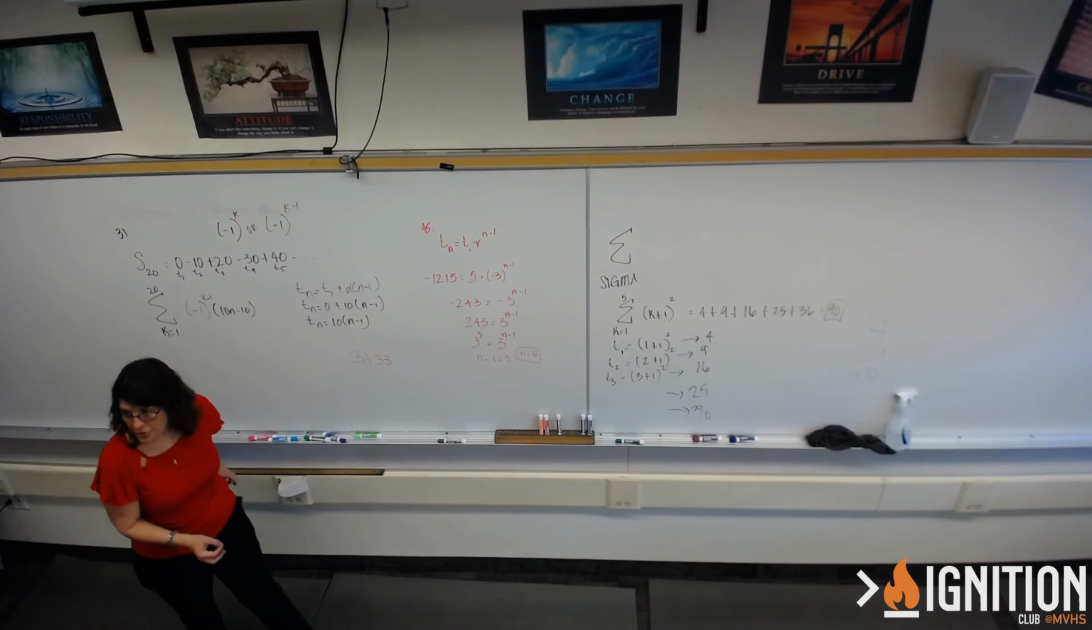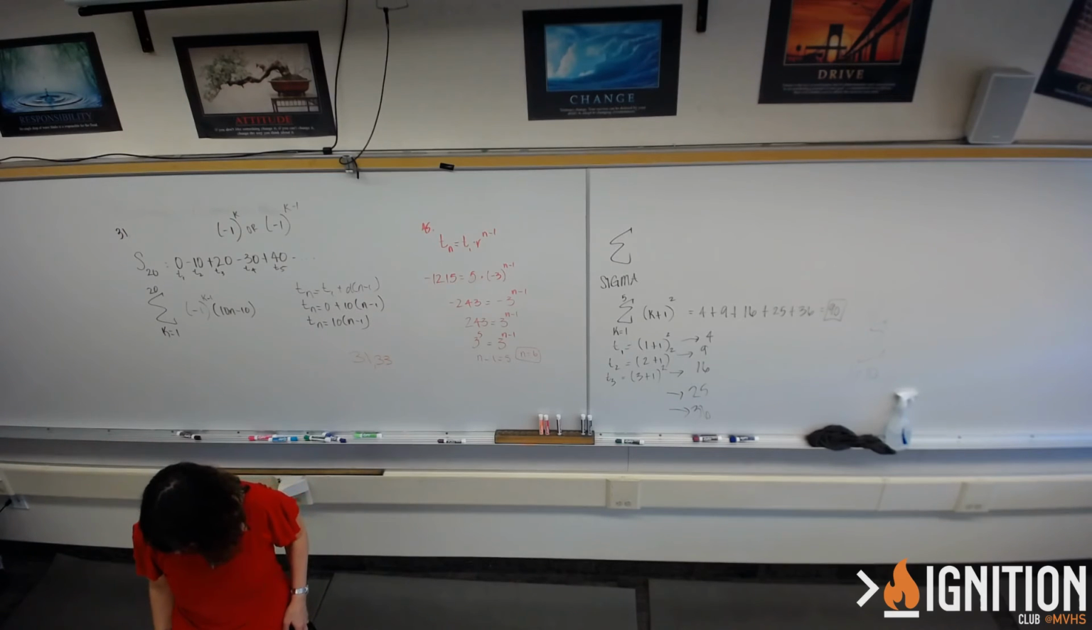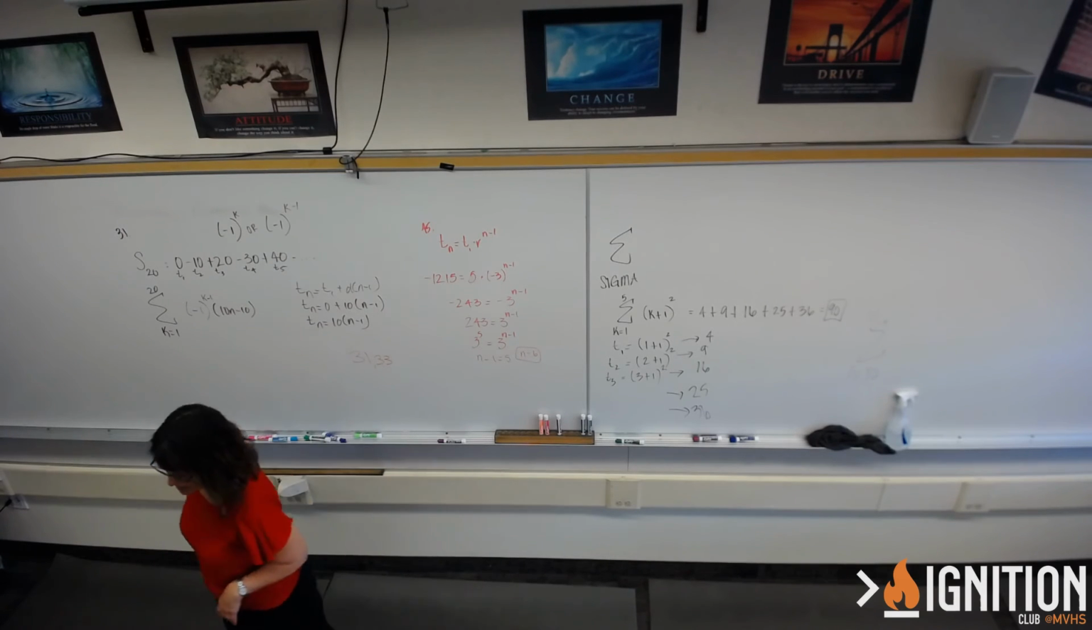Don't think I have time for third. I'm not going to have time for 33. Oh, n times n plus 1. 33 is n times n plus 1, or k times k plus 1. Okay, bell's going to ring. Make sure your name's on it.